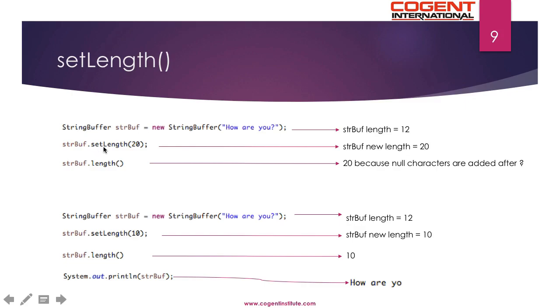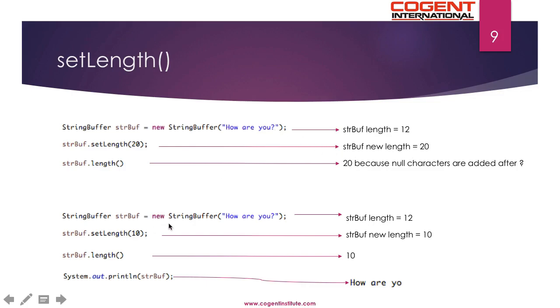And we invoke the setLength on the reference variable by passing in the length 20. So the length is 12 and the new length is 20. So when we print the length value, it will be 20 because null characters are added after the question mark.